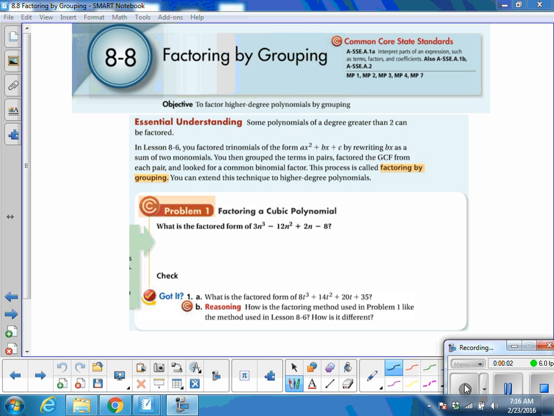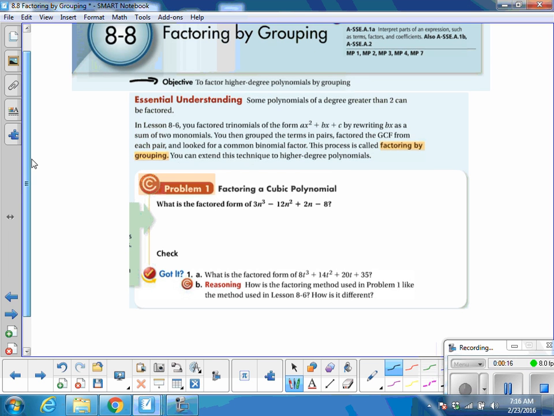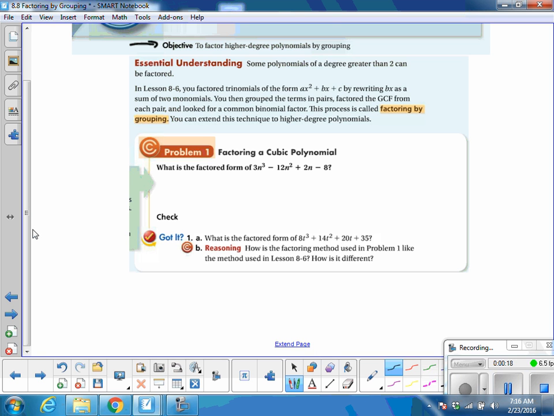All right, let's continue looking at factoring. This time we're going to look at trinomials and how we can factor them by grouping. And sometimes that allows us to break them down. So we're going to factor high degree polynomials by grouping them. So let's look at this example here.